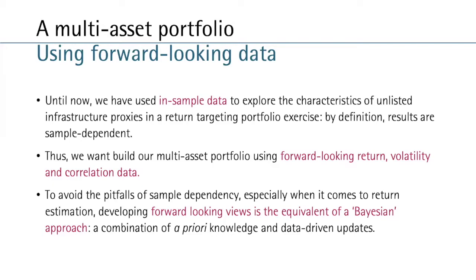So in this section, we wanted to build a more realistic approach for a multi-asset portfolio. And hence, we use forward-looking estimates of return, volatility, and correlation data. These views are developed like a Bayesian approach. They take into account the prior knowledge of data and other observations, and these views are updated as more data is observed in the market.